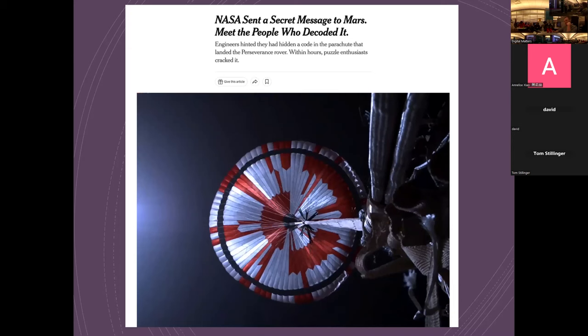I don't know if any of you followed this, but NASA, when it dropped or parachuted the rover onto Mars, encoded a puzzle into the parachute. And if you see how that parachute looks, it looks quite a bit like those pie charts from the earlier slides. And in fact, it functions a little bit differently, but looks like it. It's actually binary code that they were able to solve by grouping it into slices of 10, the red signified on and the white off, I believe.